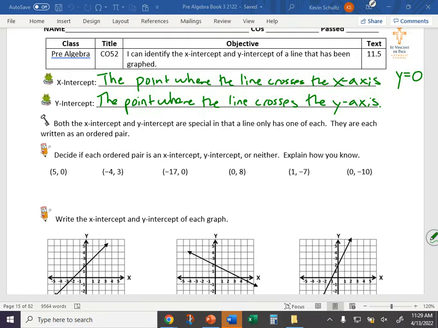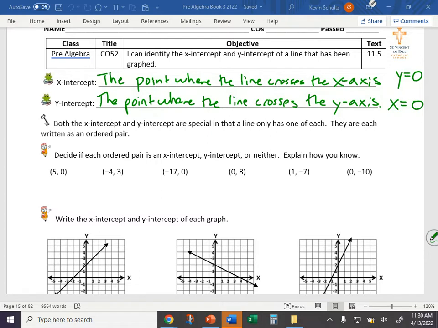So anyway, the point where the line crosses the y-axis, and the thing I want you to take away from this is that in every y-intercept, the x value will always be 0. Right? Because if you're on the y-axis, you haven't moved side to side at all. Right? Question so far?